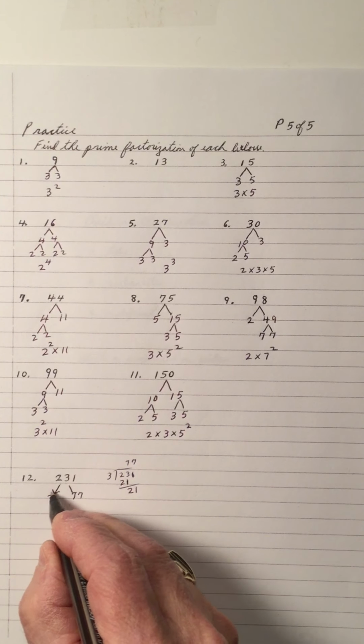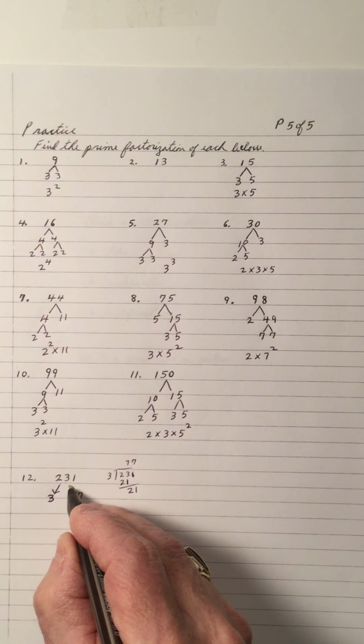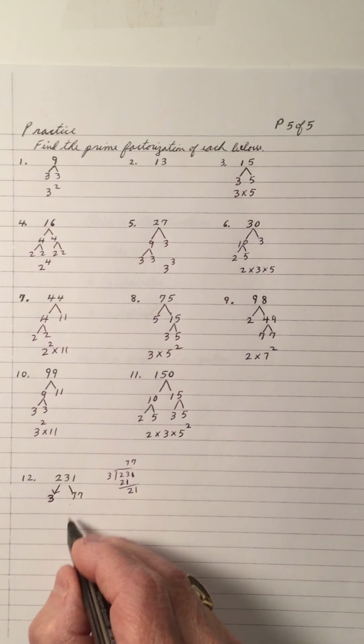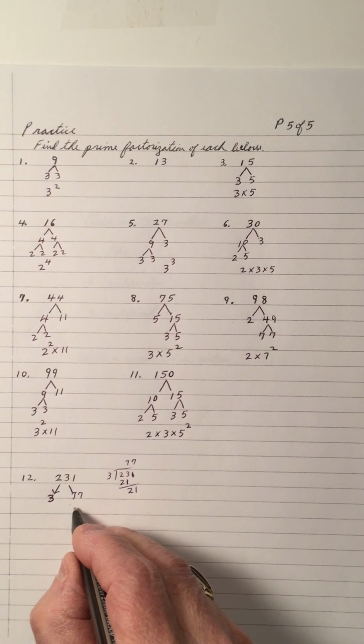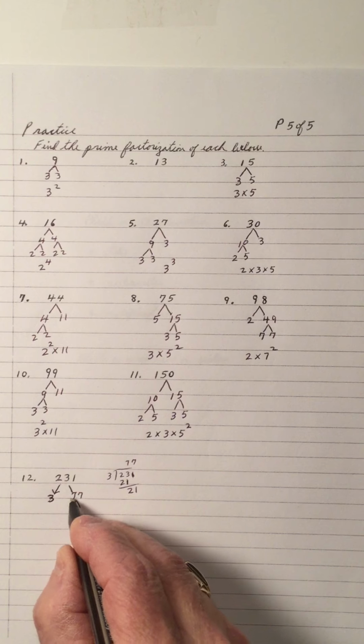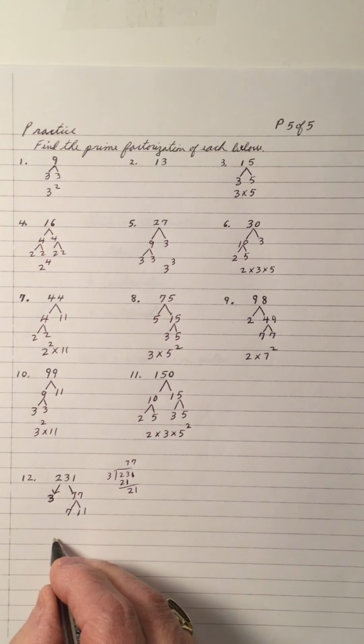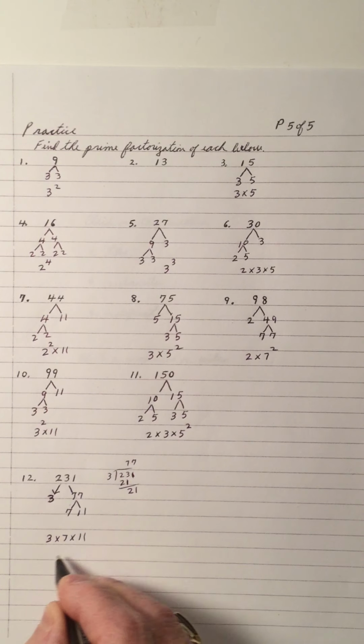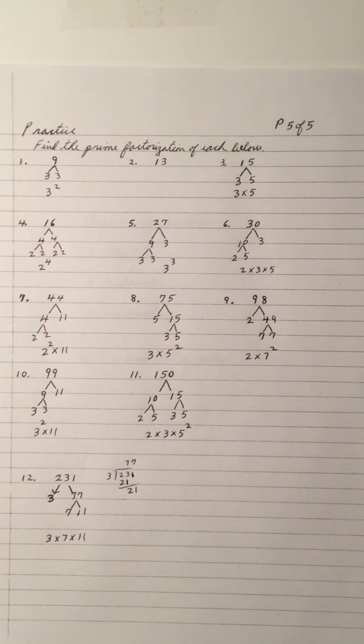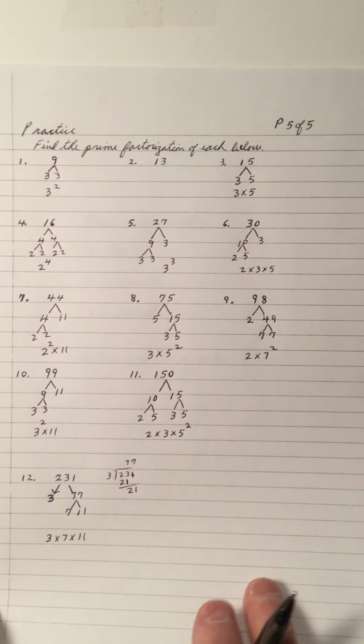I used an arrowhead here just then. I didn't have to, I could just use a straight line, a straight segment. And 77, 7 is repeating, so 7 into 77 gives you 11. So I have a 3 times a 7 times 11, and non-repeating. That's it for prime factorization.